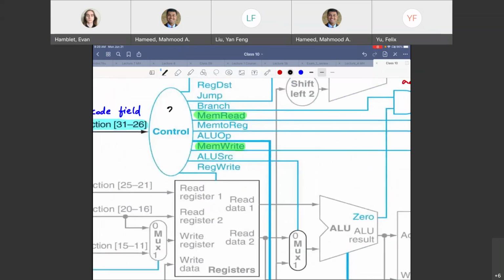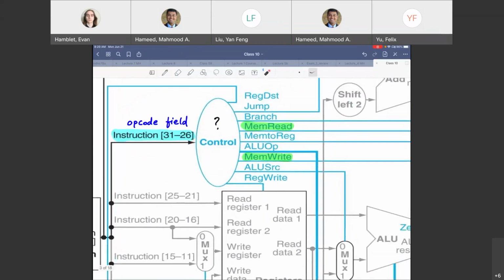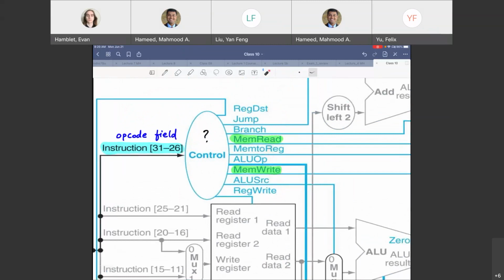We also need to do this. We need to have some logical control block there that will take in a 6-bit opcode field, which is for all instructions, and be able to generate all these control lines. Right? So that's sort of our goal today. How are we going to do this?